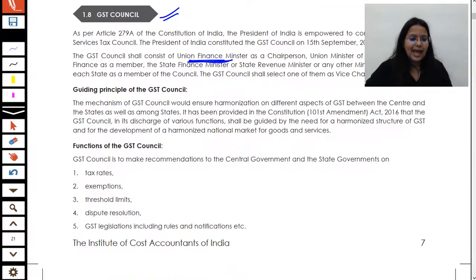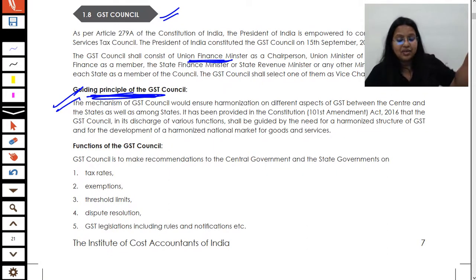Now, I have been talking about this question: what is the guiding principle of the GST Council? This has been repeated in the examination. So write it as very important.